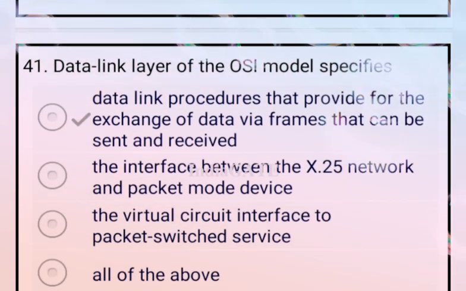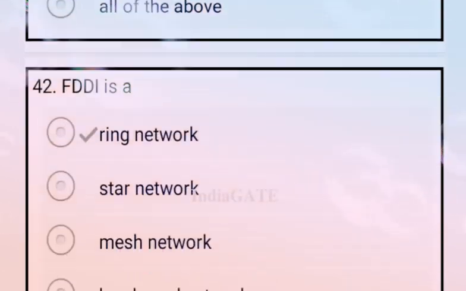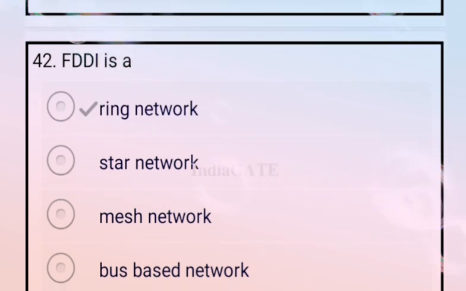Next question, data link layer of an OSI model specifies? So correct answer is option A, data link procedures that provide for exchange of data via frames that can be sent and received. Next question, FDDI is a? So correct answer is option A, that is used in the ring network.